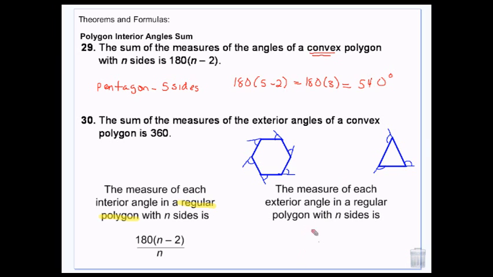And then if you have a regular polygon, you can find the measure of each exterior angle, again, regular polygon. So if this is a regular hexagon, I can take 360, divide it by 6, and find out that each of these is going to be equal to 60 degrees. Or this triangle, 360 divided by 3, each of these is 120 degrees, if that was a regular polygon.